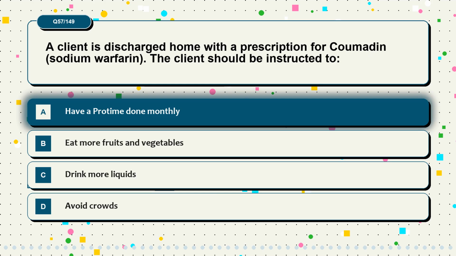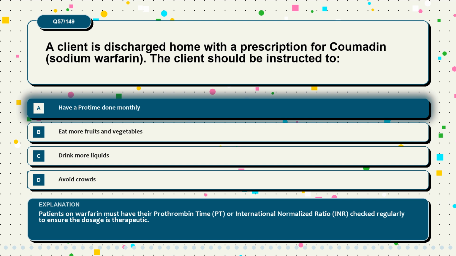The correct answer is option A. Have a prothrombin time done monthly. Patients on warfarin must have their prothrombin time or international normalized ratio, INR, checked regularly to ensure the dosage is therapeutic.